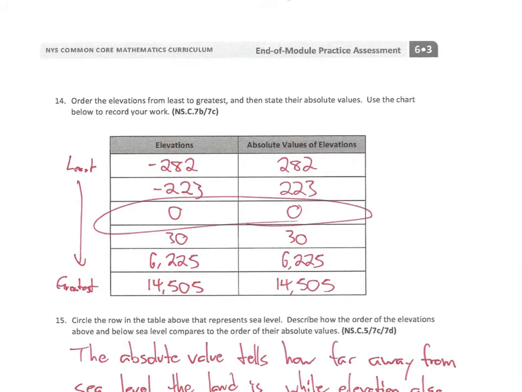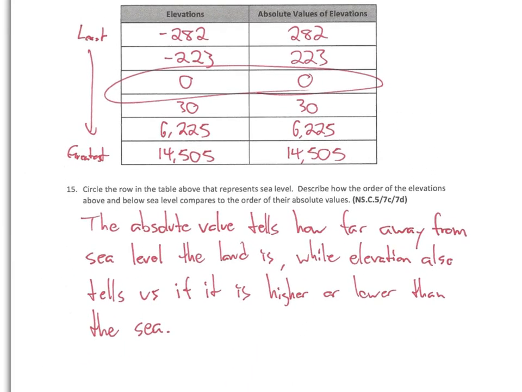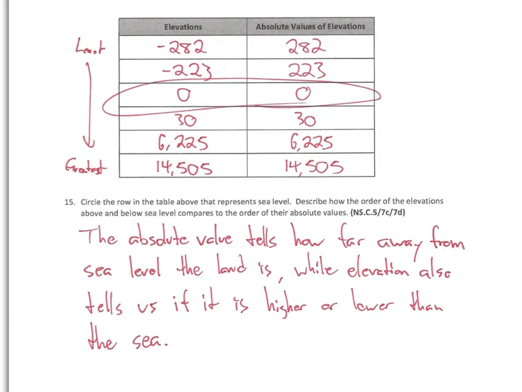So really all the positive ones should be the exact same. And these negative ones, negative 282 is 282 units away from 0. Negative 223 is still 223 away from 0. So really all these are just those positive measurements of distance from 0. 15 says, circle the row above the table that represents sea level. So that would be 0. This is the row that represents sea level, because 0 would be right at the sea level, not above or below it.